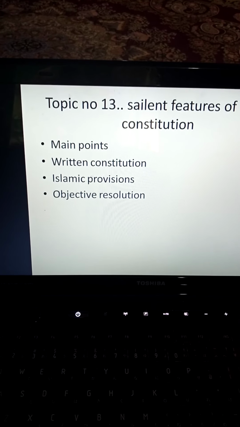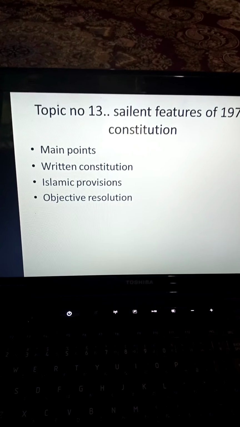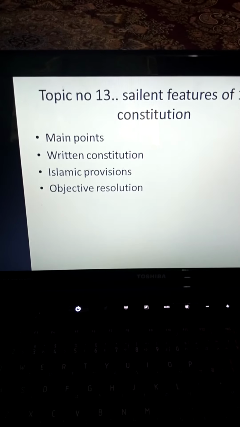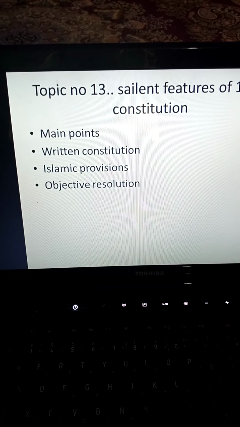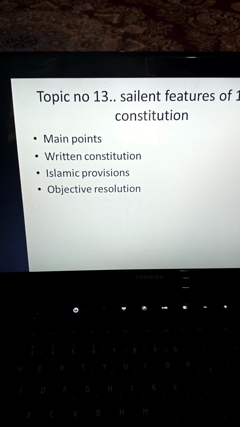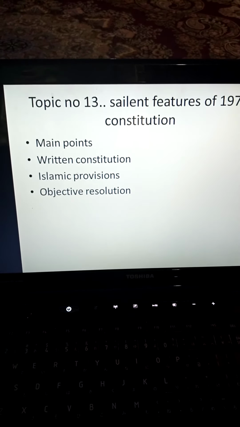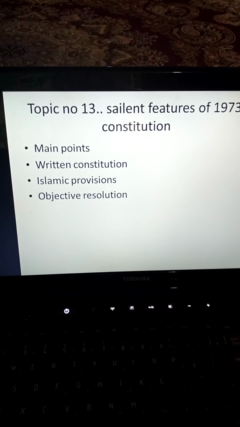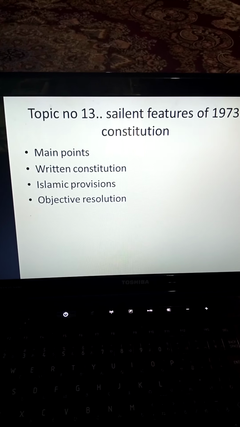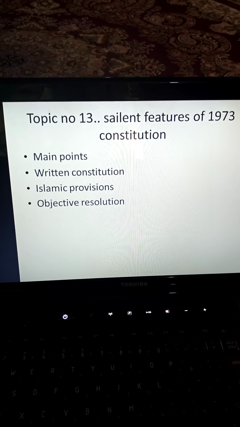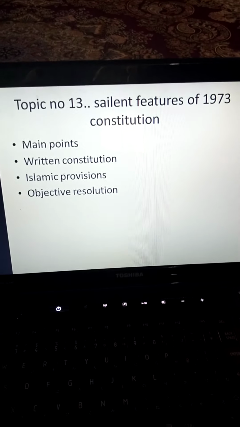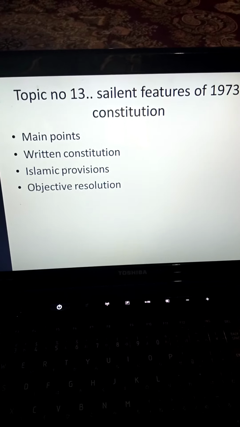So what is the objective resolution? The objective resolution is actually the first constitutional document that proved the establishment of constitution in Pakistan, and it was presented by Liaquat Ali Khan, who first made the legislative committee or the legislative assembly. So the first legislative assembly of Pakistan in March 1949 has been made a substantive part of the constitution of 1973. And what was the main aim of the objective resolution?